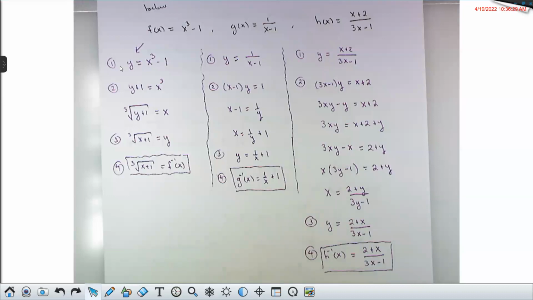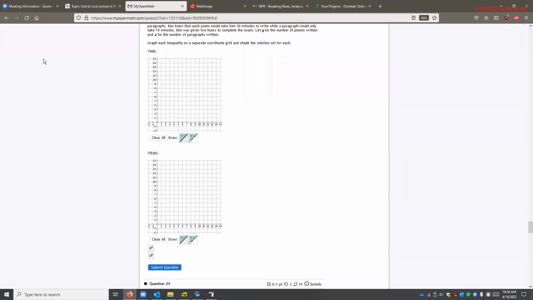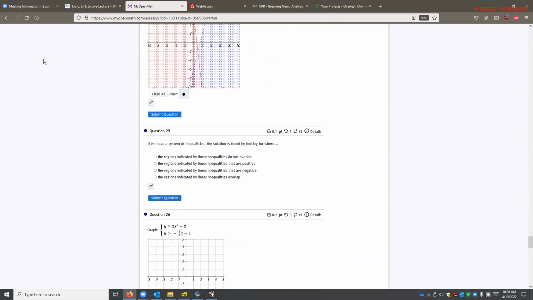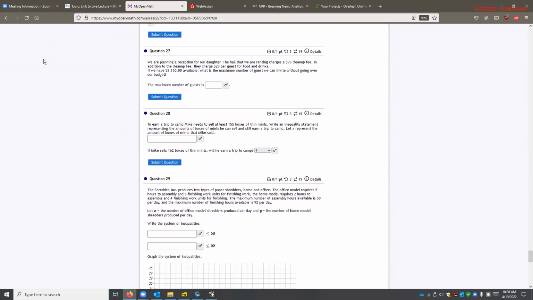Okay, I think we have time to look at maybe one of 27 through 30. That was the last thing that was requested. Any strong feelings about which one of these we would do?